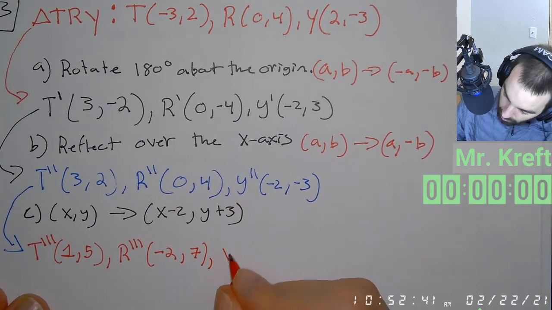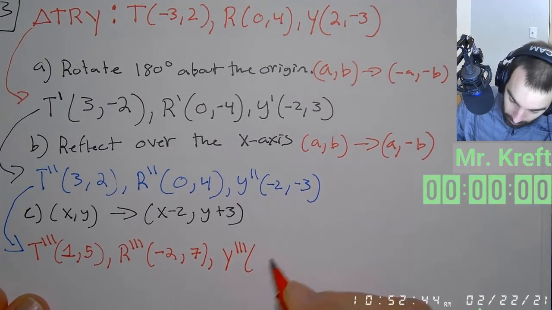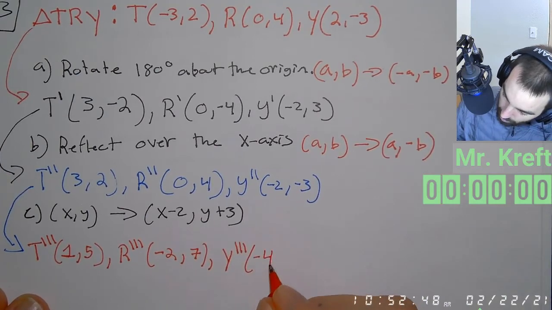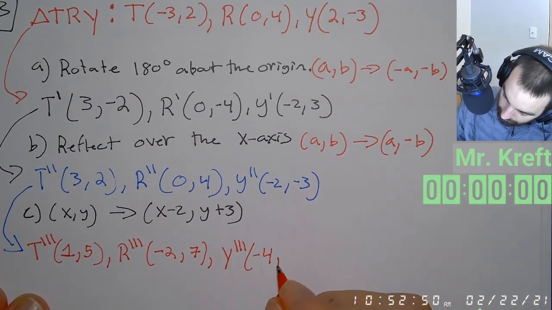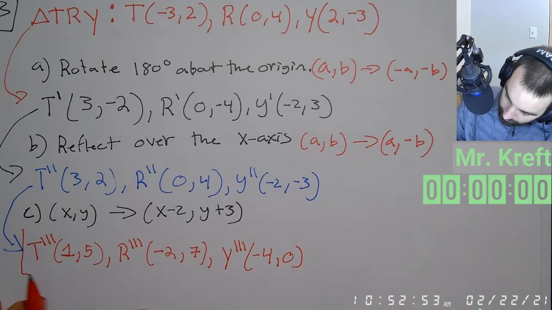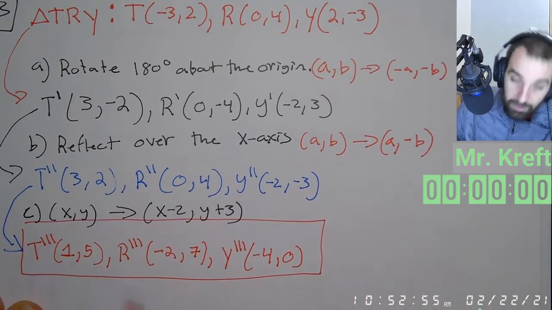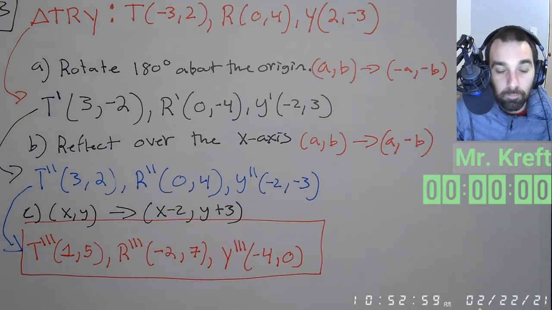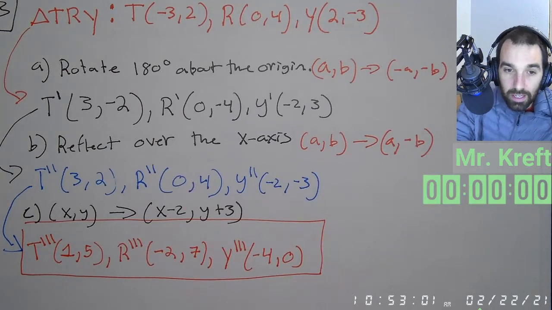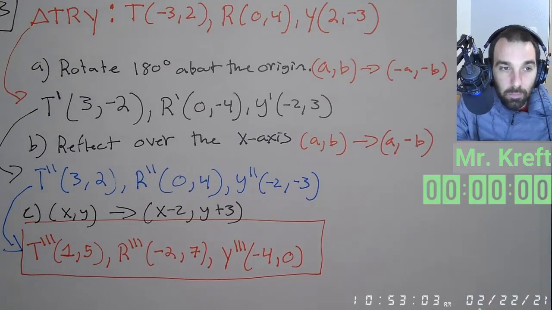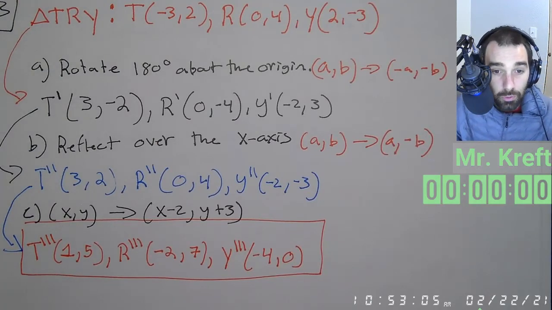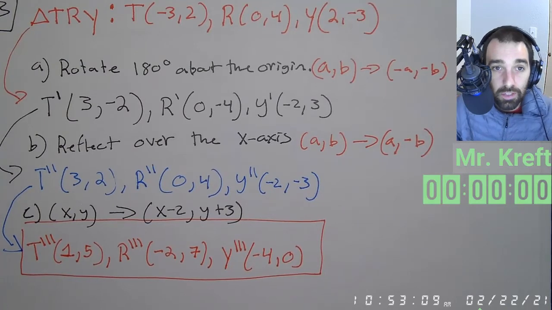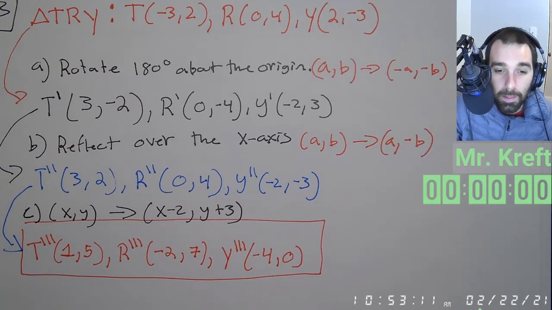And then my last one is Y triple prime. So I'm going to have negative 2 minus 2, that's negative 4. And negative 3 plus 3, that's 0. So that's my final resting place for triangle TRY. Okay, so with that said, it looks like the couple of answers I got in chat look correct. So that's really good. Does anybody else have any questions or concerns?